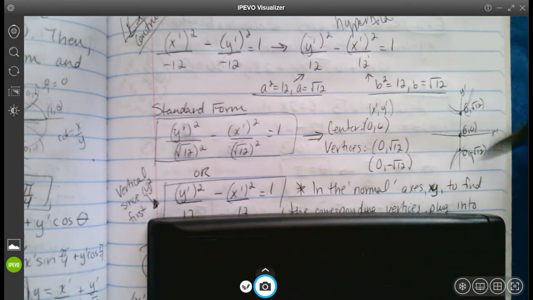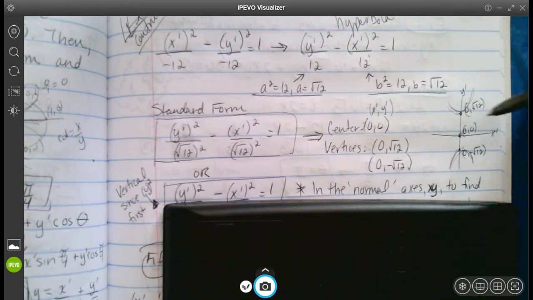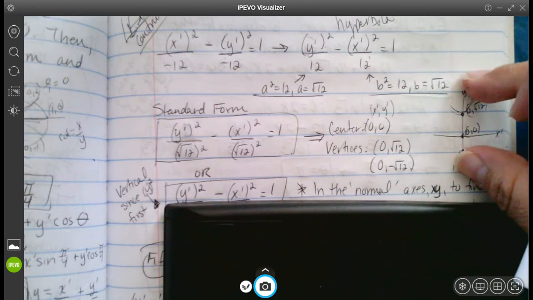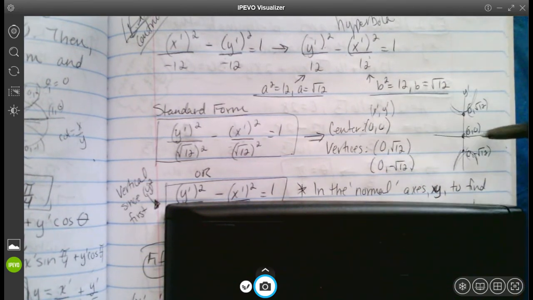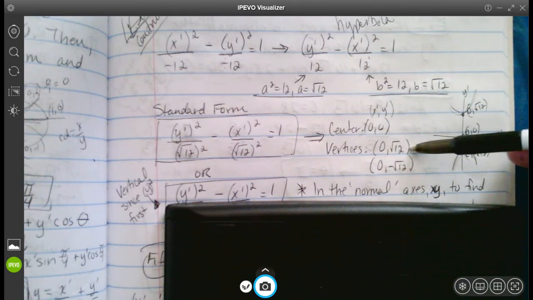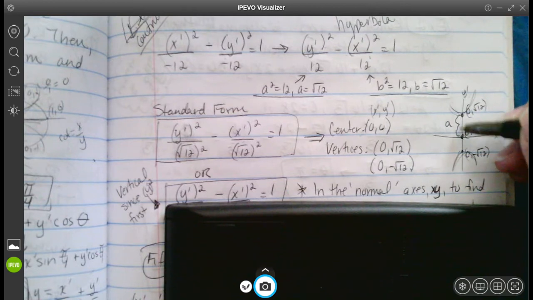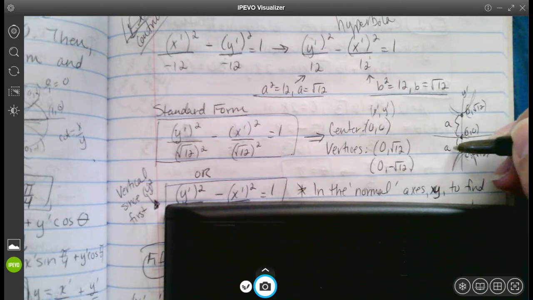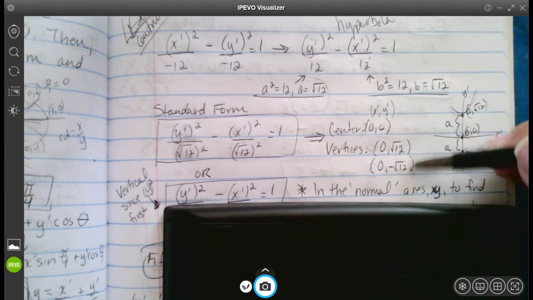So here's a super quick version of what this might look like in the x prime, y prime plane, okay? And of course, this is actually going to be tilted. You're going to see at the end, but I just want to show you real quick. So my center, 0, 0. My vertex is a spaces away. So this right here is a spaces away. This is a spaces away. And again, a is just square root of 12. Okay, so that's why I have these 2 points here.